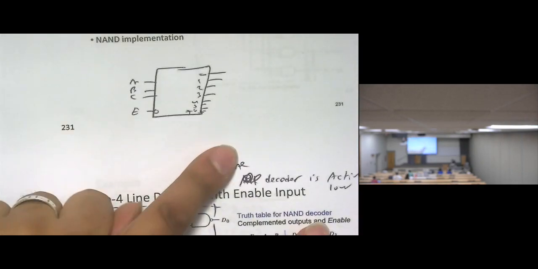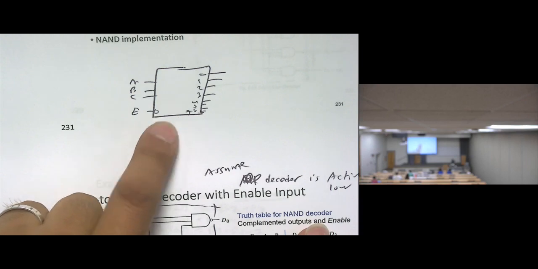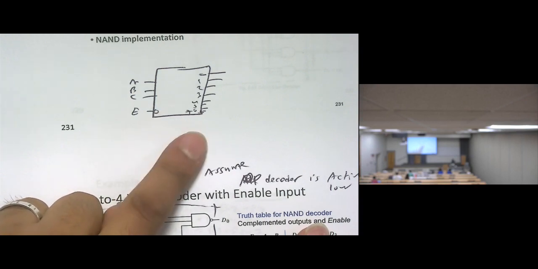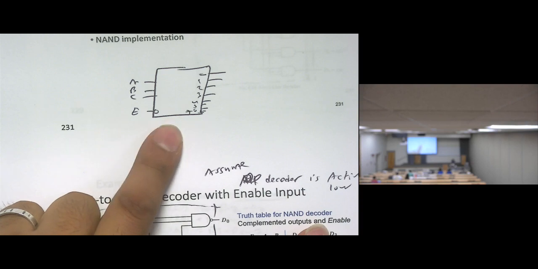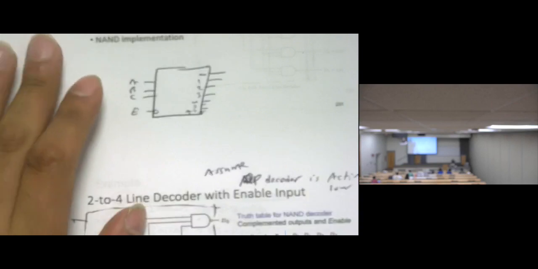Is this active high or active low? This decoder. Active high or active low? Active high. But we have a bubble here. This bubble is associated with enable. That's fine. It's active high.